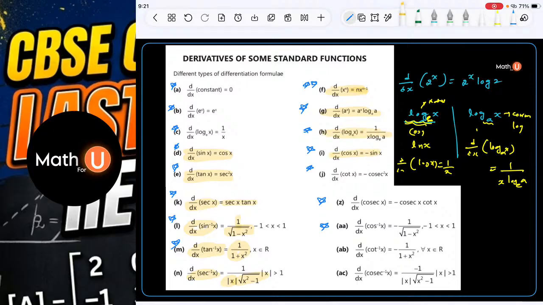Differentiation of cos x is minus sin x, differentiation of cot x is minus cosecant square x, and differentiation of cosecant x is minus cosecant x into cot x. Differentiation of cos inverse x is minus 1 by square root of 1 minus x square. Differentiation of cot inverse x is minus 1 by 1 plus x square. Differentiation of cosecant inverse x is minus 1 by mod x into square root of x square minus 1.